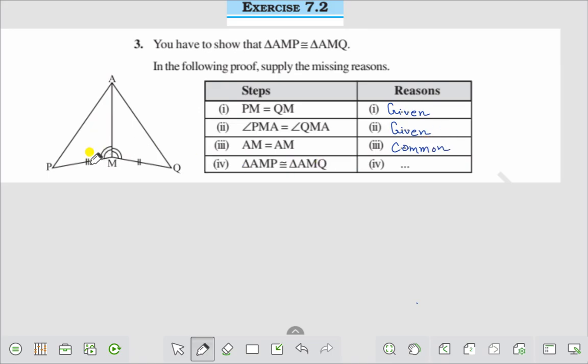Therefore, here you are getting side, angle, side. Therefore, triangle AMP is congruent to triangle AMQ by reason of side, angle, side congruence rule.